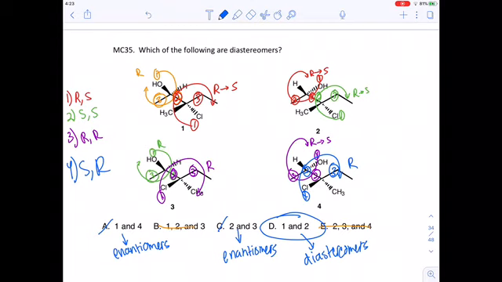So in this case, you actually had to reference the answer choices when you were answering the question, or you wouldn't have been able to do it on your own. And the answer to multiple choice 35 is D.